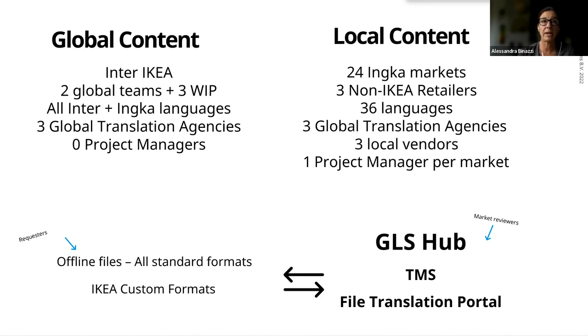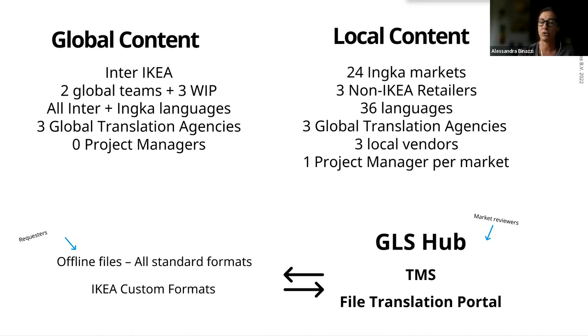On the local content side, we have rolled this out to pretty much every income market. There's one missing, and also to 3 non-IKEA retailers. Anna talked about a few of these earlier, like we've rolled out to Chile. We've opened Chile. This is one of the new retailers that we're rolling out to. So we're starting to do that as well. We're covering 36 languages on the local content side, 3 global agencies. We have local vendors here as well because of the retailers. And we do have 1 project manager per market, as I talked about before.